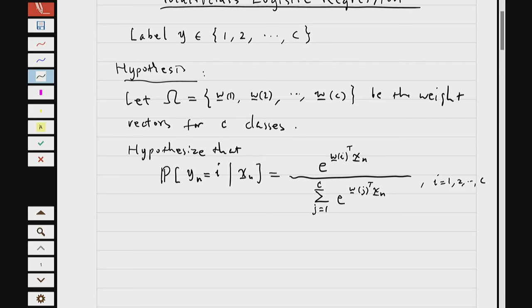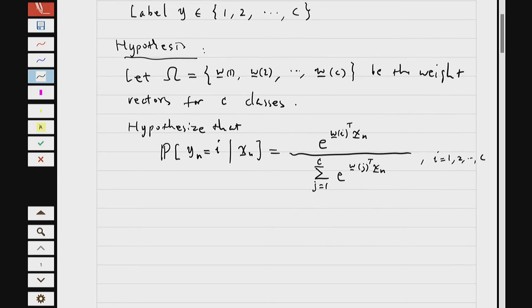This looks similar to what we have seen before. What we have seen before is e to the something on top, and the bottom is 1 plus e to the something. Now that we have so many classes, we take this e to the something and sum them all up so that we have a normalized form. We need this normalization because these probabilities have to sum to 1. The probability that it is i, with i from 1 to C, all of these probabilities have to sum to 1.